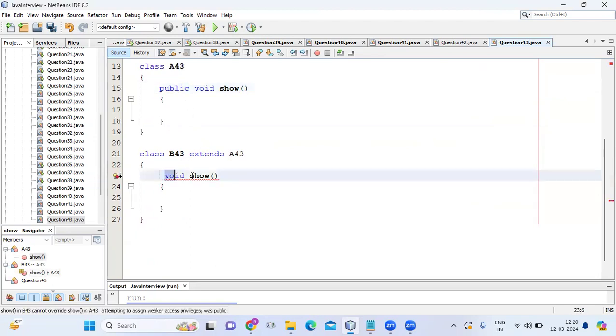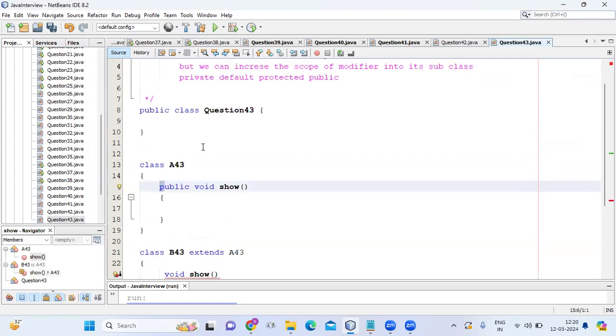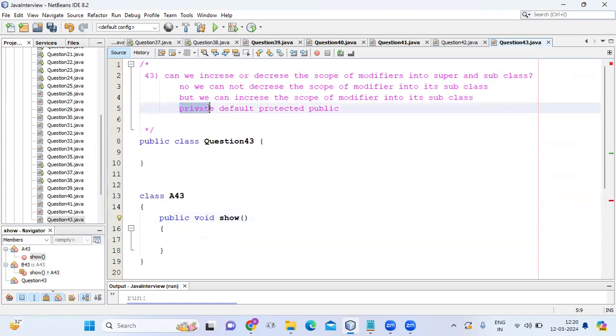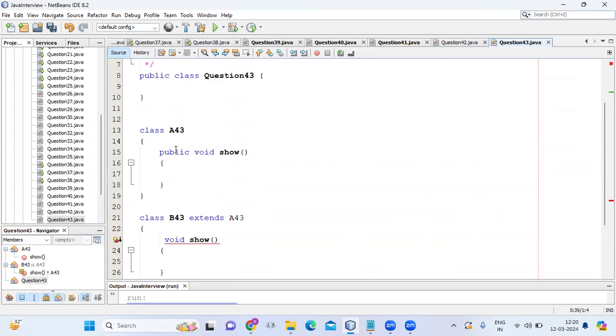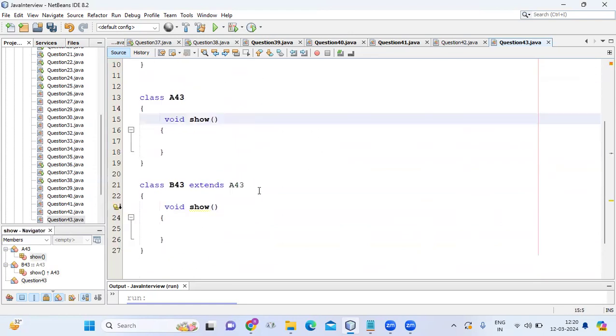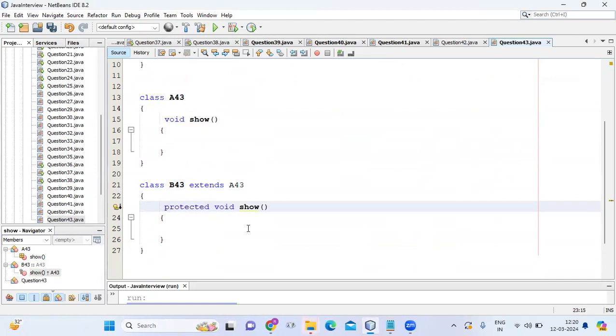But if we try to override public to default, this is known as default modifier here. So we cannot write public to default, because the level of modifier is private first, then default, protected, and public. Suppose we have this one as default, so we can write default to default, default to public, and default to protected also.